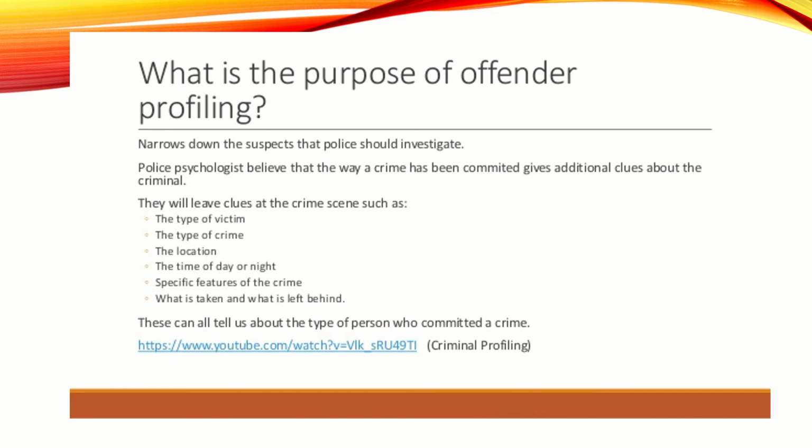Police psychologists believe that the way a crime is being committed gives clues about the criminal, and they leave clues at the crime, such as, for example, the type of victim they're after, the type of crime that they tend to do, the location, the time of day, specific features of the crime, and what is taken and what is left behind. So they usually tell us about what type of person it is that has committed the crime themselves.